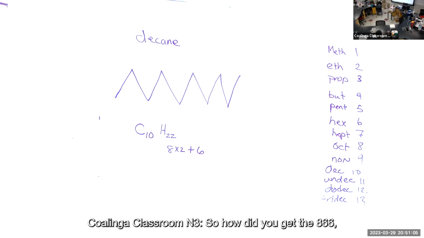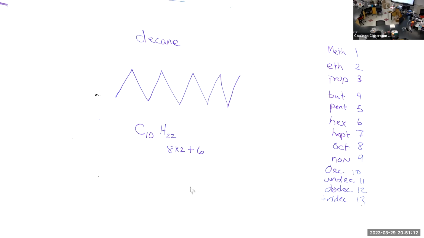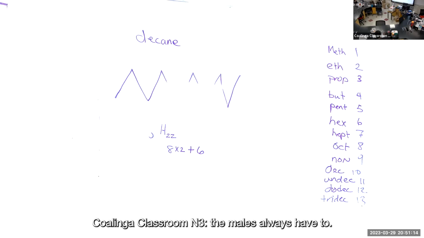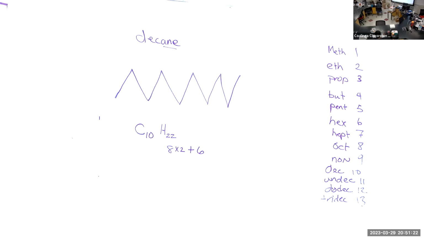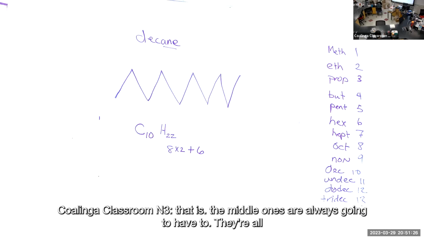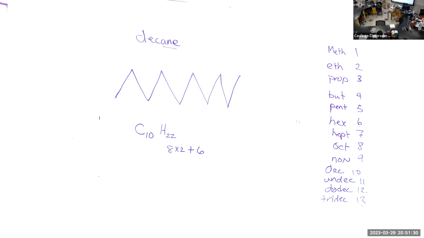Yes. So how'd you get the 8 times 2 plus 6? Because the ends always have 3, and the middle ones always have 2. Everything in the middle always has 2. It's all single bonds, and that's what the K means, that they're all single bonds. The end ones have 3, and the middle ones are always going to have 2.